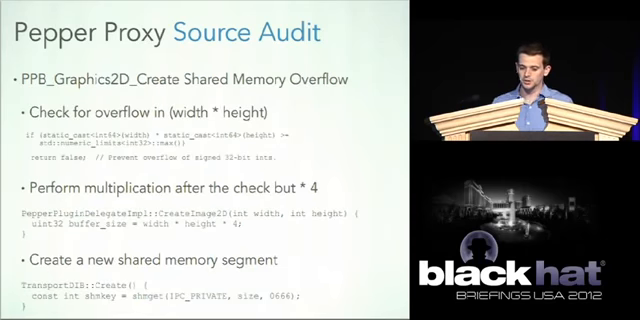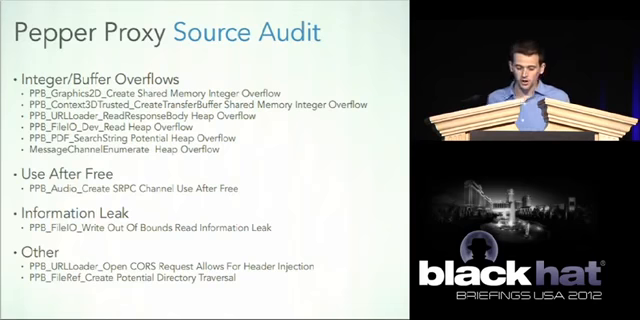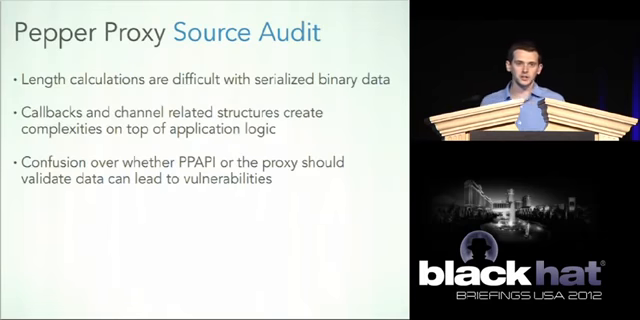A lot of other run-of-the-mill vulnerabilities, integer overflows that led to memory corruption of different sorts in shared memory. One, I believe, was shared memory with a broker process. Never really investigated that much, but I think that could have been a sandbox escape. All in all, a bunch of cool vulnerabilities that led to heap overflows and information leaks, various different exploitable conditions, all found through a source code audit. Length calculations turned out to be really difficult in the Pepper proxy due to all the serialized data. A lot of it's been fixed now. There was a lot of confusion over whether the Pepper proxy was responsible for validating a length variable or whether the PPAPI implementation was responsible for validating it.